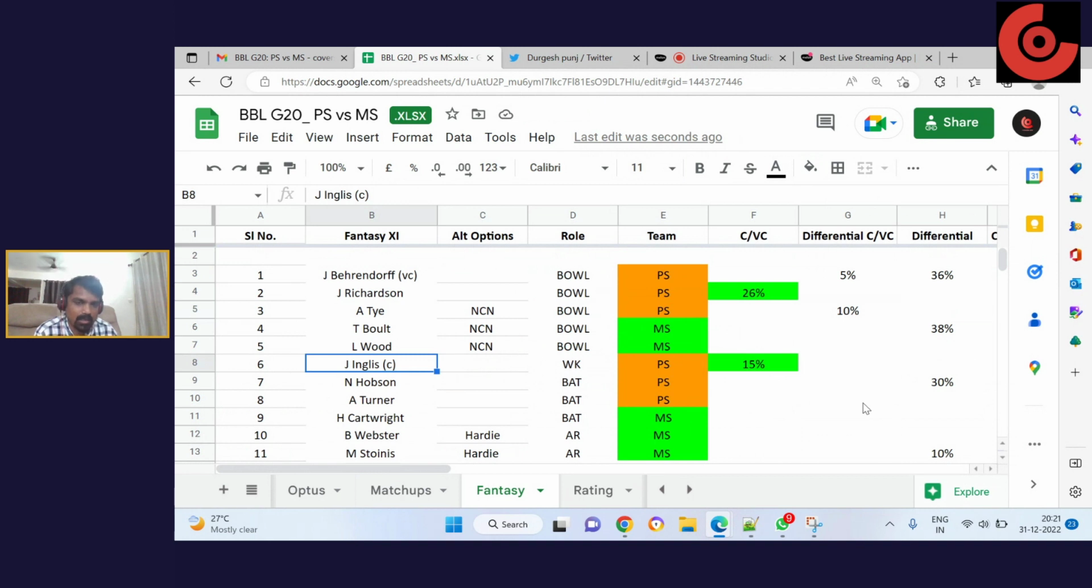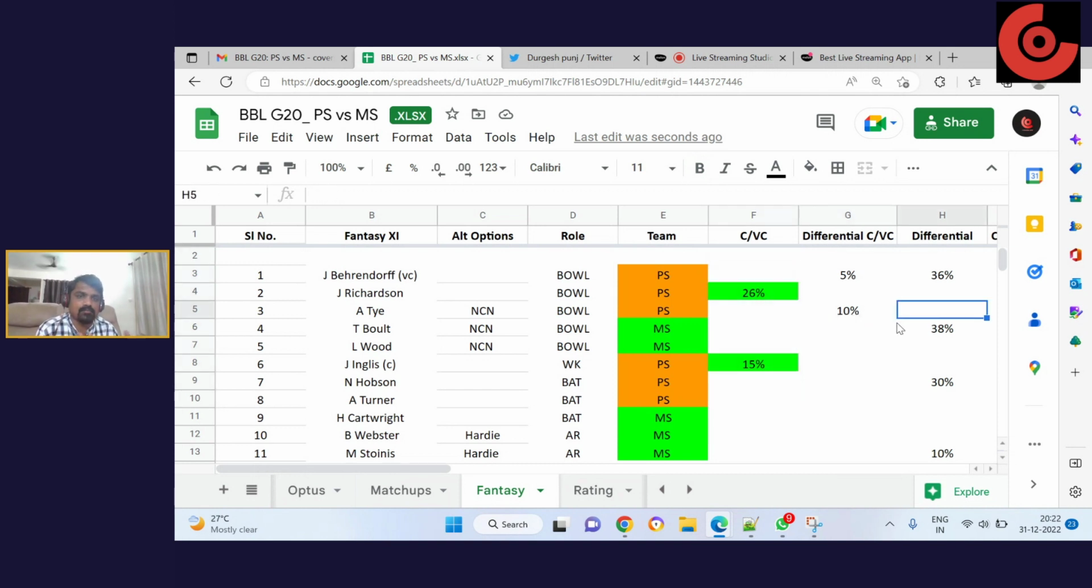But in general, what I'd recommend is going in with the safest captaincy and vice captaincy options based on the prize split. That's the key for me, because if you're joining a league that only has value in finishing first, then it's a no-brainer. Captain Behrendorff and Vice Captain Ty. Don't even think about these two.